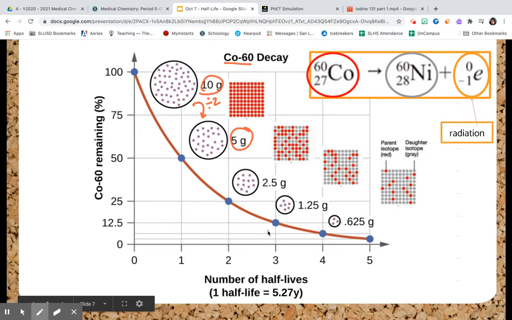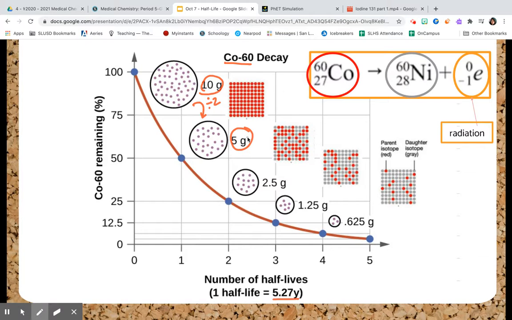My half-life time for each isotope is different. So for cobalt-60, it's going to be 5.27 years. If I wait 5.27 years, this 10 grams will go down by half. So I will only have 5 grams of cobalt-60 left.